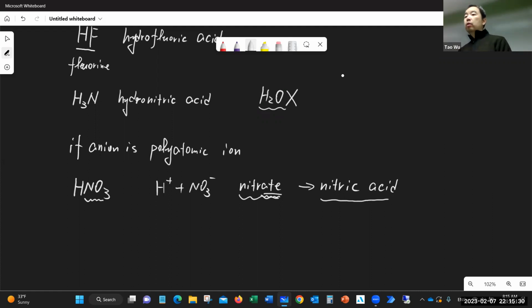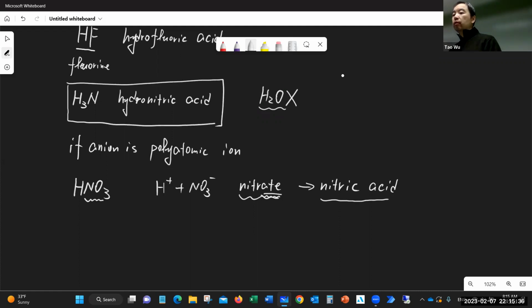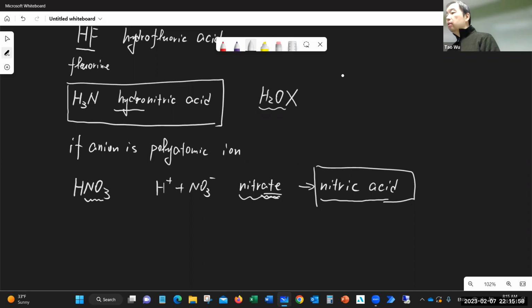By the way, I really want you to separate those two. Did you see the difference? This one is attached only to a monoatomic ion, so we are adding hydro in front: hydronitric acid. But this one has the polyatomic ion, so there's no hydro in front. Instead we just call this nitric acid. You see what's different? This is hydronitric acid, this is nitric acid. Make sense?